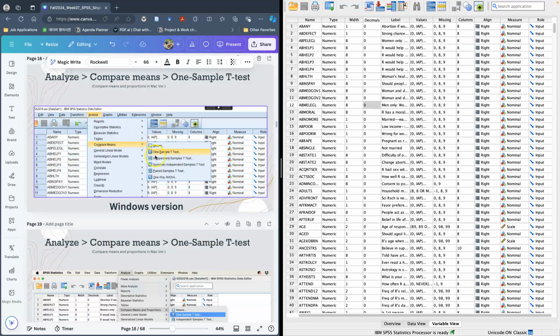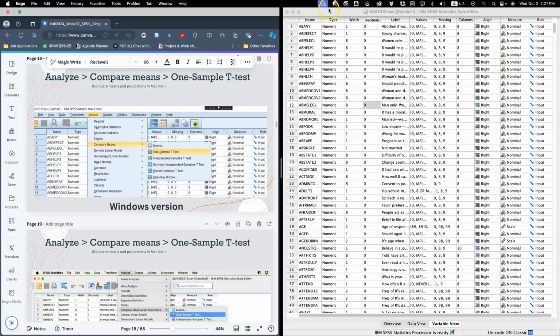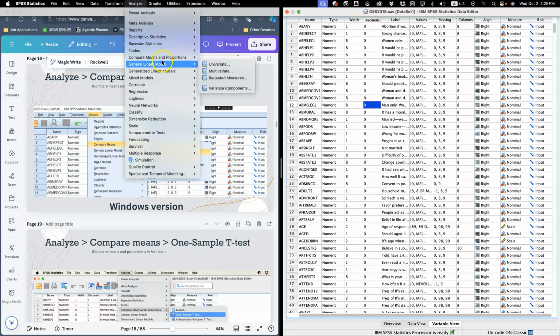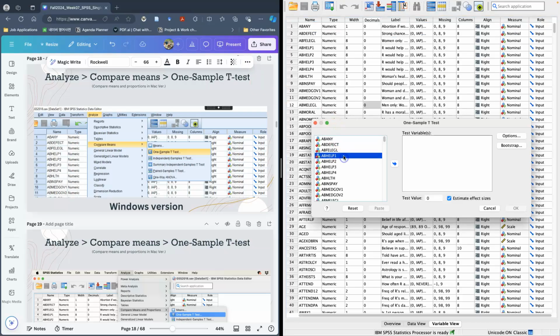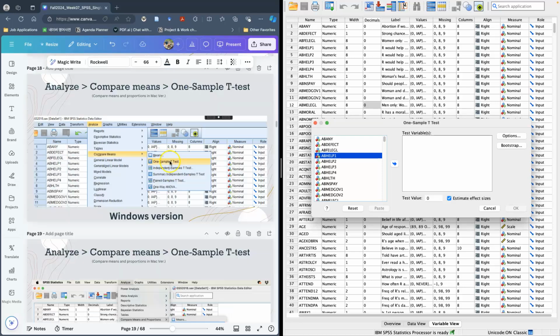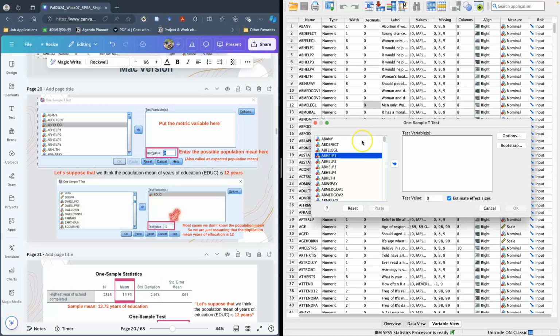So as I showed you, this is the Windows version, which is a little different from the Mac version. You go to Analyze, compare means and proportions. Not this one, but the single sample mean, the one-sample t-test. There is no menu exactly matching it, but it is the one-sample t-test. Now we have the education variable here. I'm showing both the Mac version and the Windows version. So here, it's the same, right?